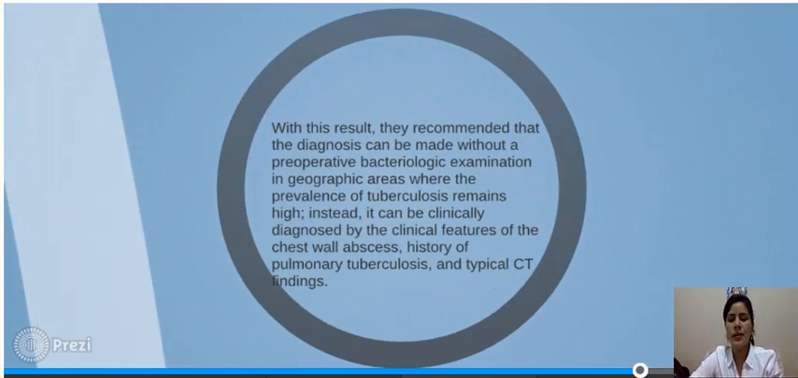With the result, it is recommended that the diagnosis can be made without a preoperative bacteriologic examination in geographic areas where the prevalence of tuberculosis remains high. Instead, it can be clinically diagnosed with the clinical features of the chest wall abscess, history of pulmonary tuberculosis, and typical CT findings.